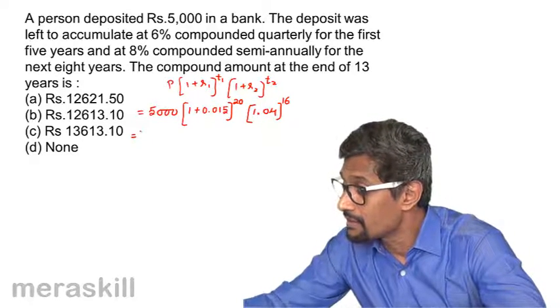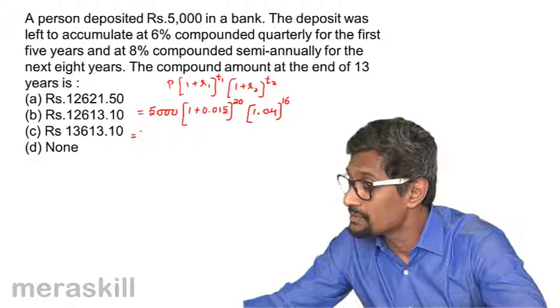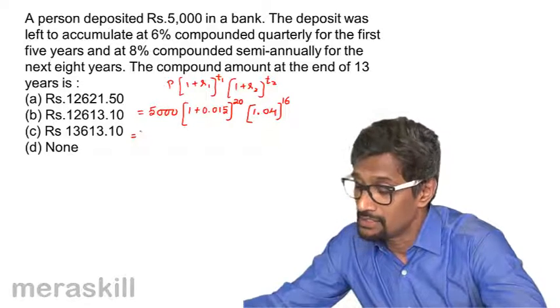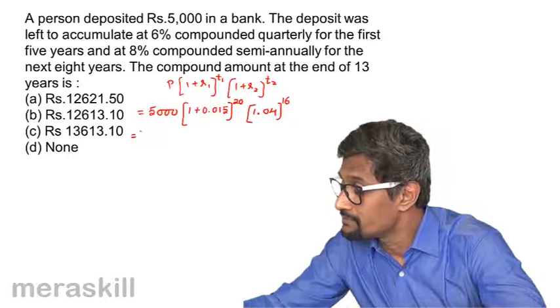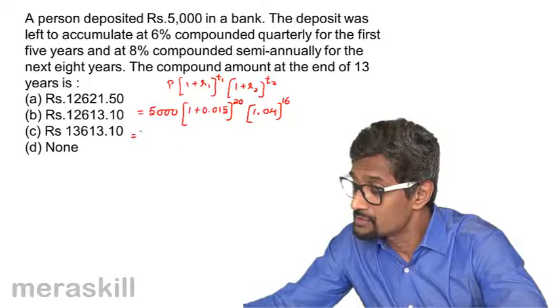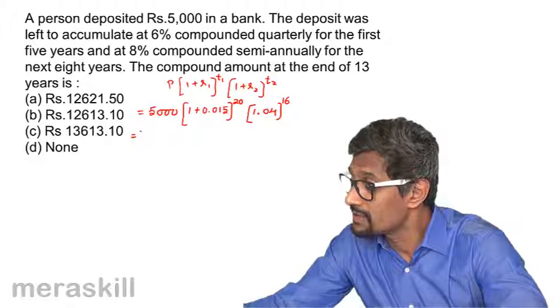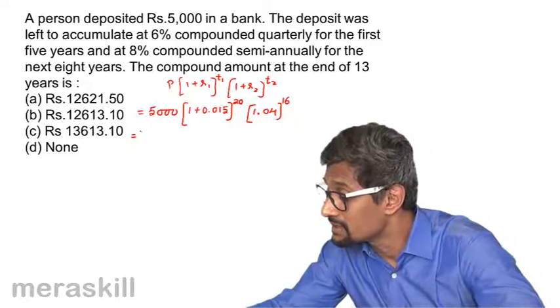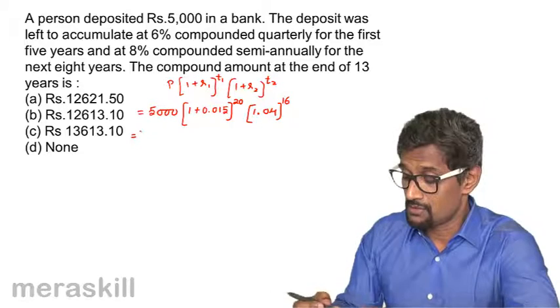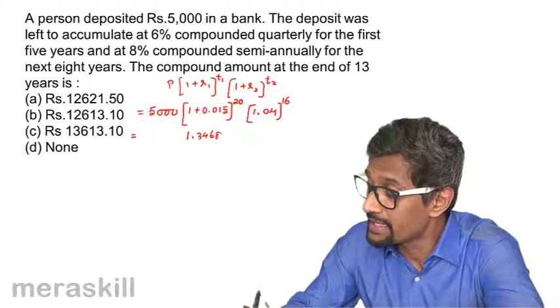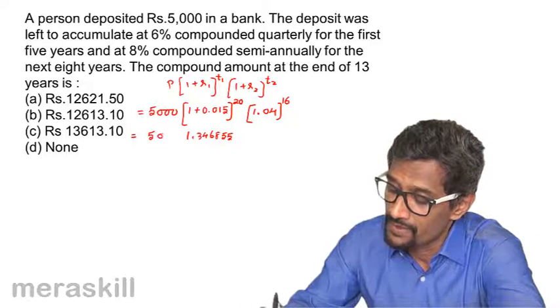So we have 1.015 raised to the power of 20. So what do we have? 1.015 to the power of 20 roughly turns out to be 1.346855 into 5,000.